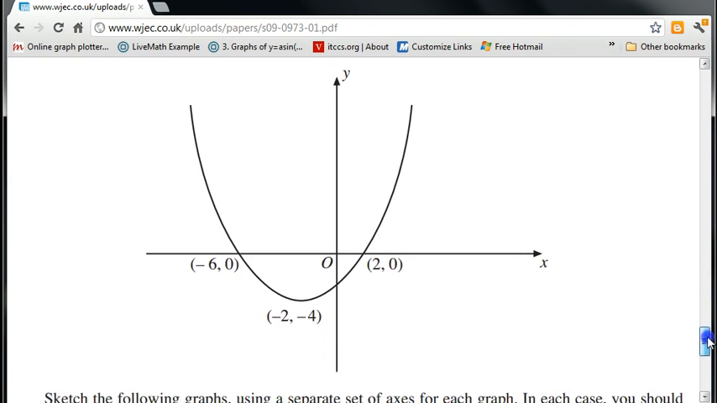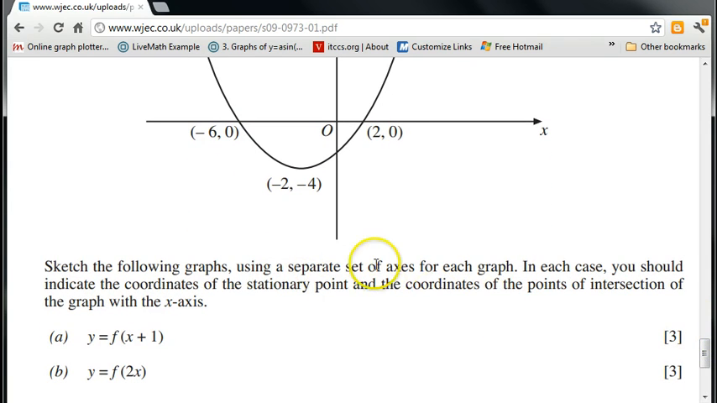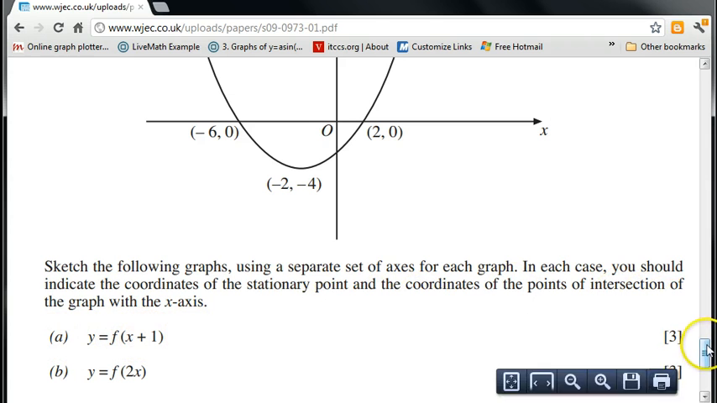Okay, now in part A, let's have a look at part A. It says sketch the following graphs using a separate set of axes for each graph. In each case, you should indicate the coordinates of the stationary points, which is here initially in the f of x, and the coordinates of the point of intersection with the x-axis. So we need to indicate where the graph cuts the x-axis. The first one we do is y equals f of x plus 1 in part A. So let's have a go at that then.